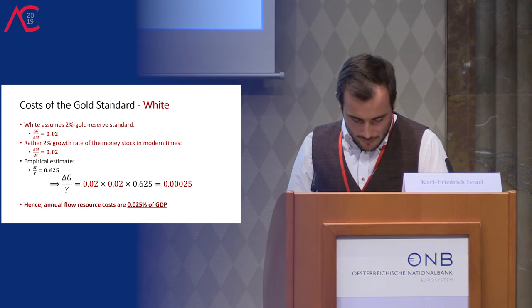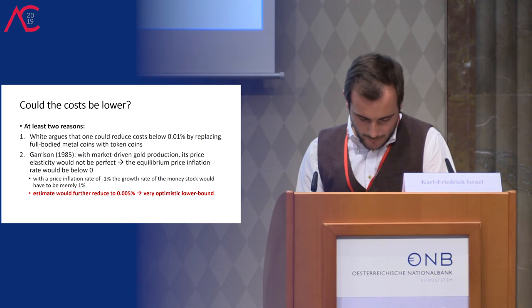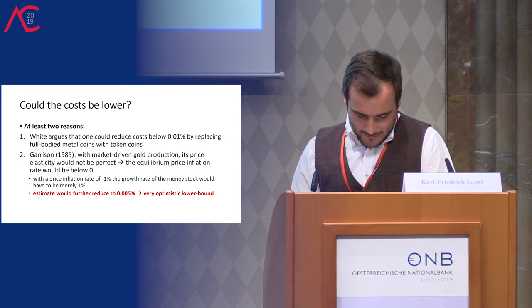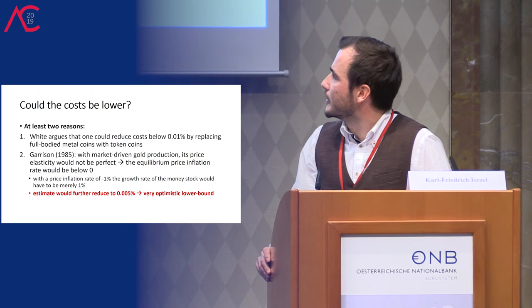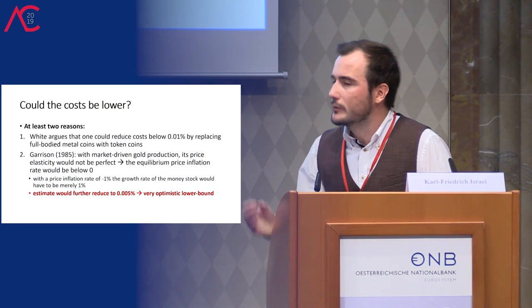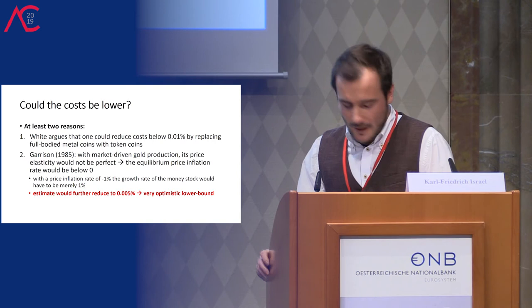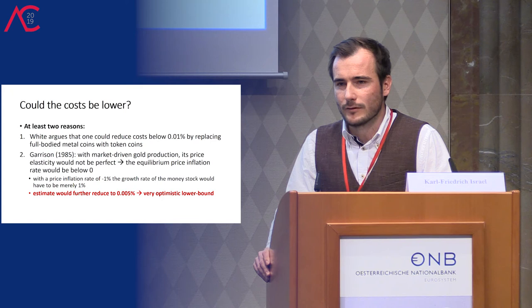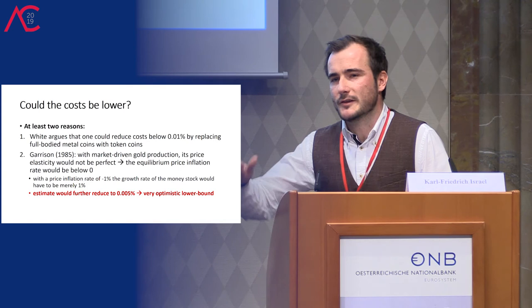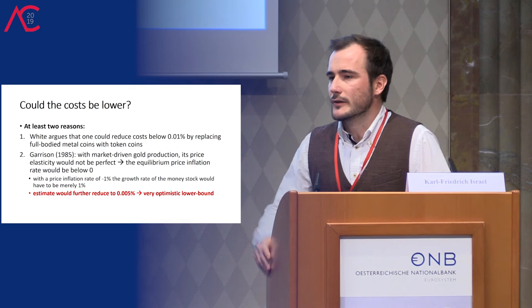Okay, you can ask, can we lower these costs even further? And yeah, there are at least two arguments why the cost could be even lower. Lawrence White himself pointed out that, well, if we have a gold standard, we could still replace genuine gold coins by token coins that would reduce the cost further. But more importantly, I think, is an argument that Roger Garrison presented. He said if we really had a free banking system, of course, we wouldn't have an expansion of the money stock in such a way that there would be price stability, so that the overall price level wouldn't change at all, because the price elasticity of supply of gold is not perfect.